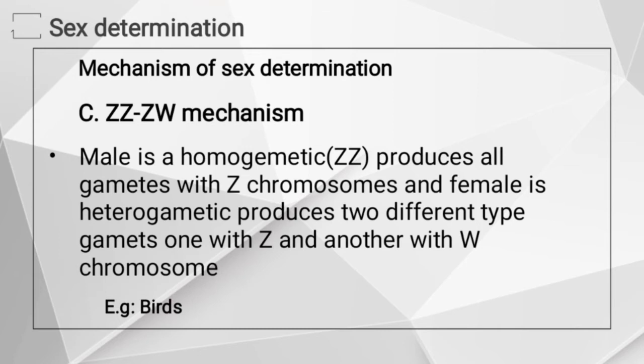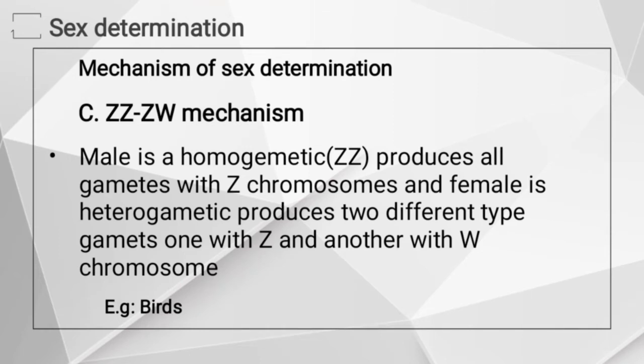Another mechanism is also present, the ZZ-ZO mechanism. It is observed in butterflies, moths, etc., in which again female is heterogametic. That means female produces two types of gamete, one with Z chromosome, another without Z chromosome. It is observed in butterflies and some moths.